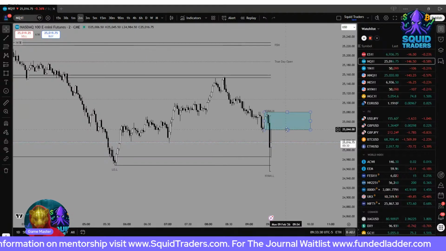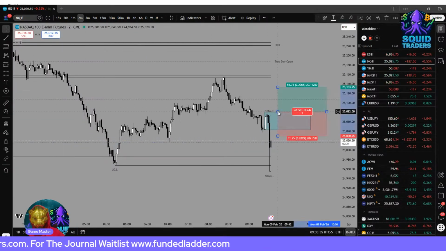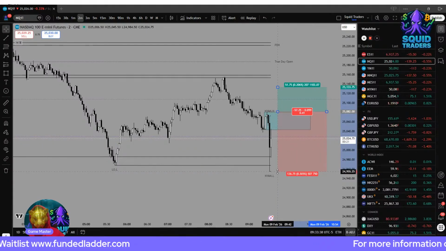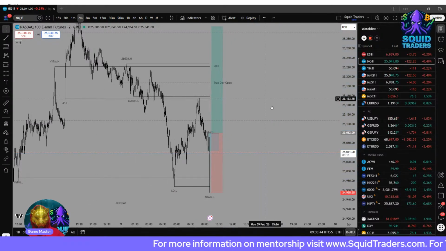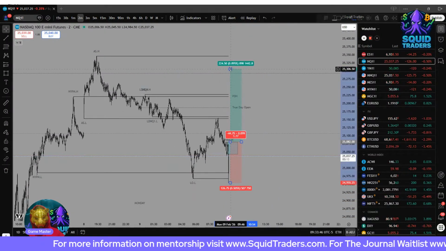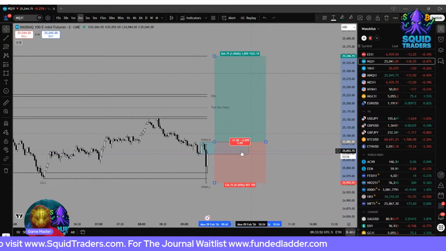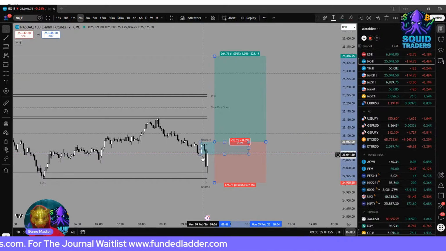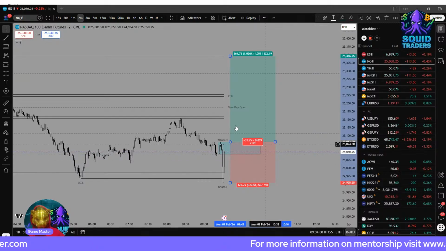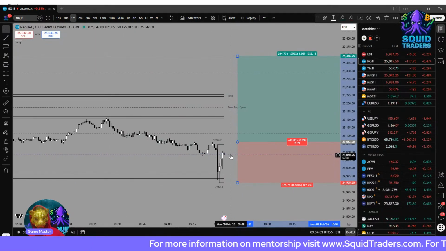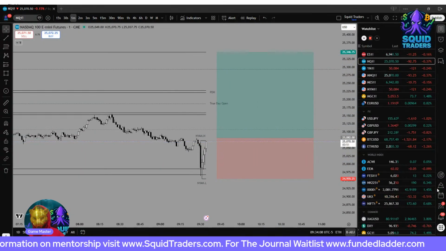So if we close above this, it will give you a good long to play. It will look something along these lines. Very wide stop, but it is what it is, and you will be targeting Asia highs, somewhere around here, which will give you 2R. That's good, but you still need to wait for a confirmation of a closure above this order block, which has taken the London low. Once that happens, then you can maybe take a trade. So just wait and watch. Let the market do its thing, and you will get your opportunity when the market is ready to give it to you.